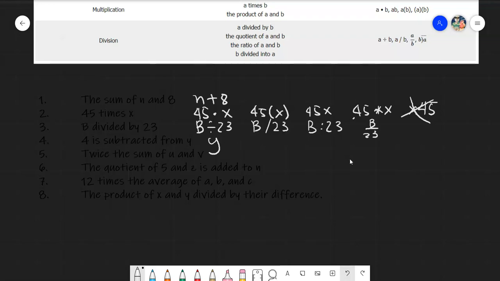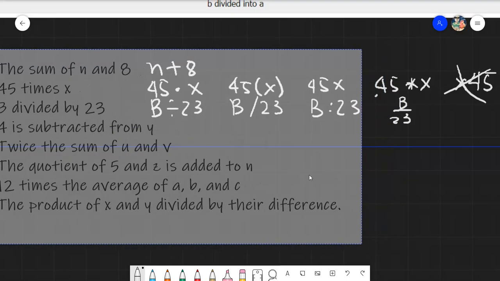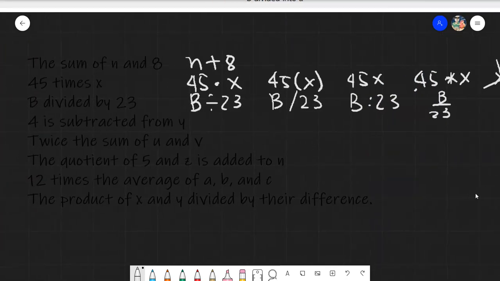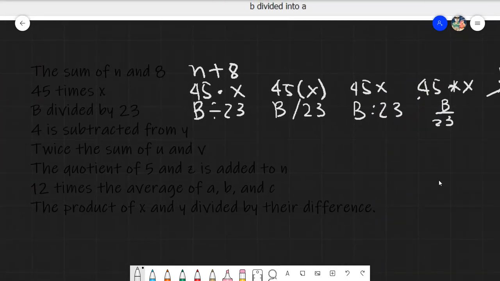So this would be Y minus 4. Very important yan, guys. Very important. Let me zoom in a little bit. Sorry. Okay, there you go. So we can write properly. Okay, this would be Y minus 4. Okay? From kasi, because it's the from.